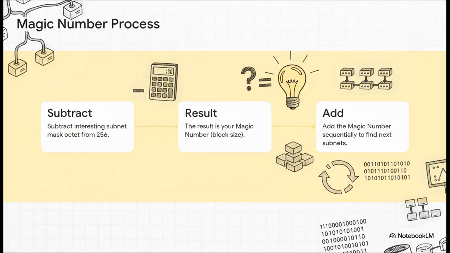First, look at your subnet mask and find the interesting octet, the one that isn't 255 or 0. Subtract that number from 256. The result? That's your magic number, which also happens to be your block size. So let's say your mask is 255.255.255.192. Just subtract 192 from 256. Your magic number is 64. To find your network boundaries, you literally just start at 0 and keep adding 64. So your networks start at 0, 64, 128, and 192. It is really that easy.